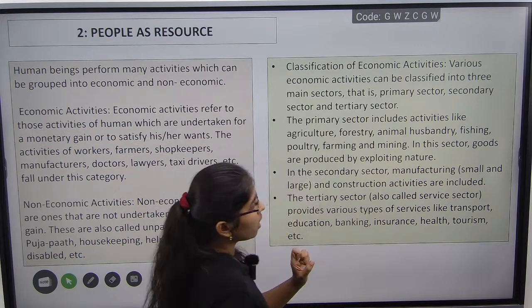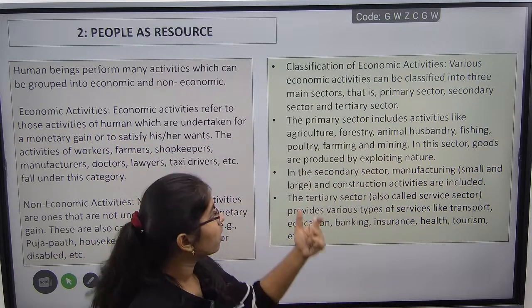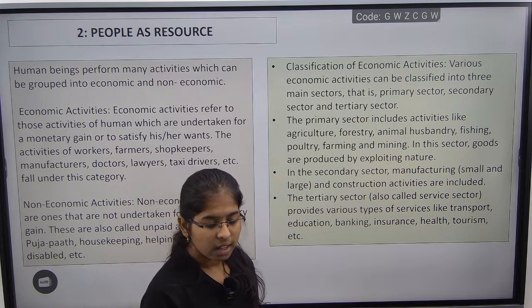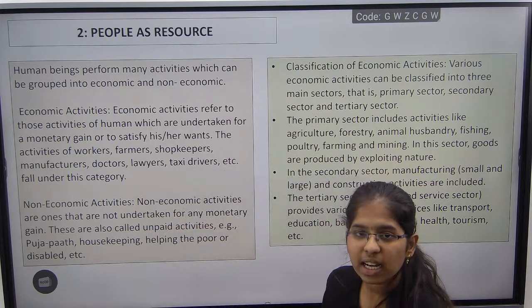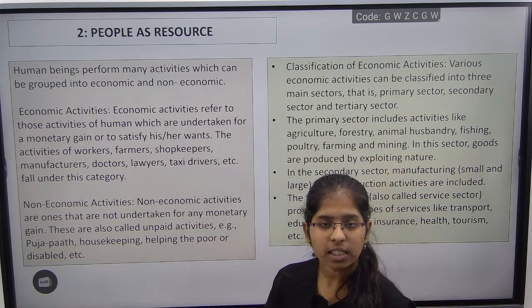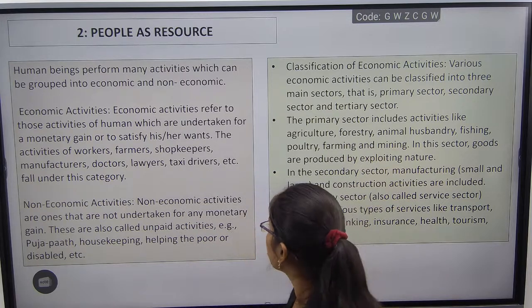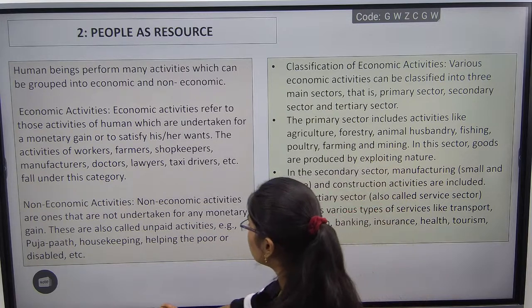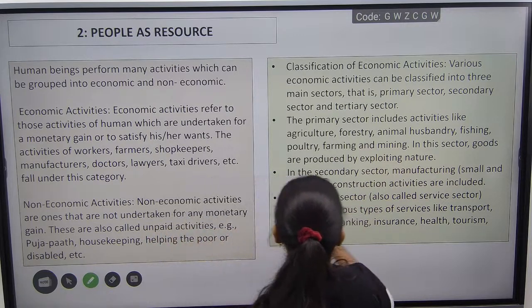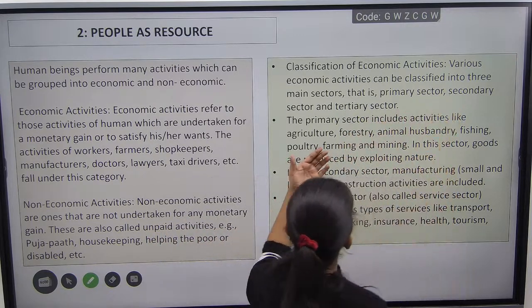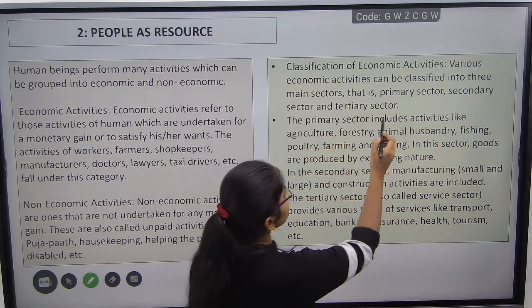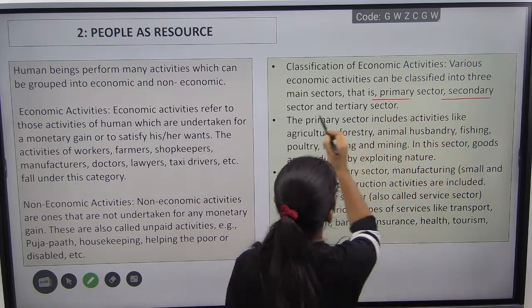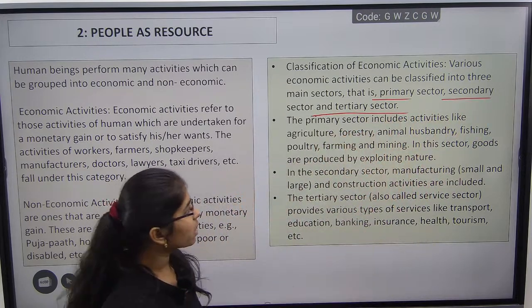And we will see how economic activities have been classified. We all know this has been classified under three heads: one was primary, the second was secondary, and the third was tertiary. Now let us see the various economic activities classified under the main sectors: primary sector, secondary sector and tertiary sector. We will see the primary sector.